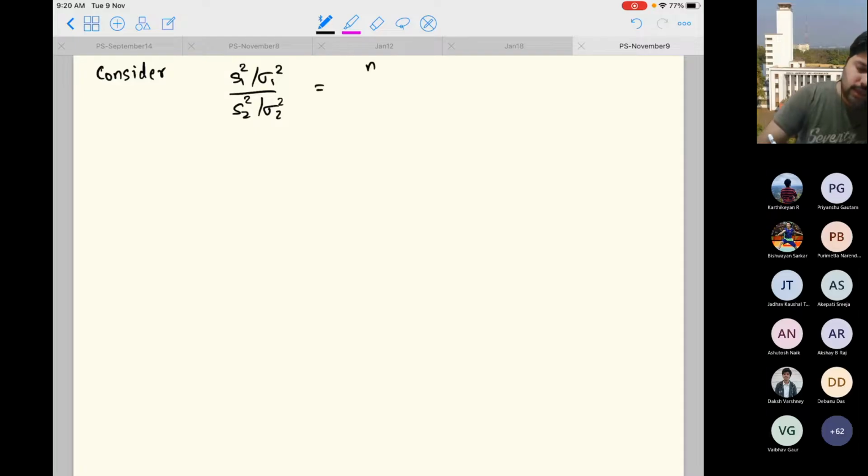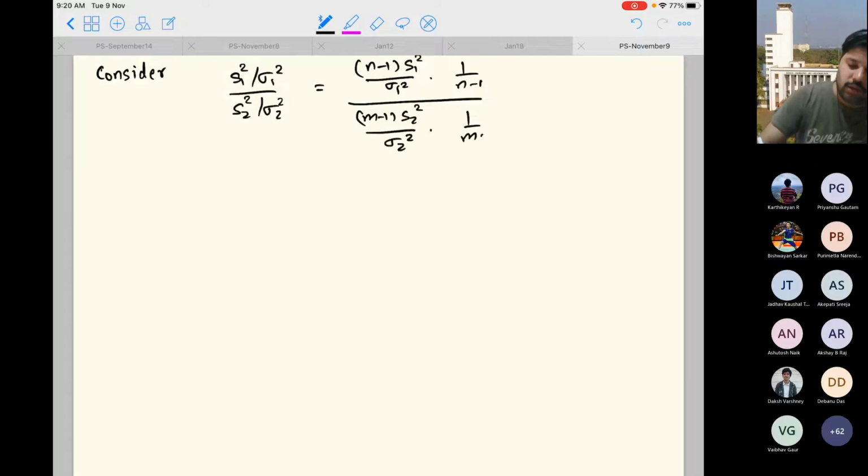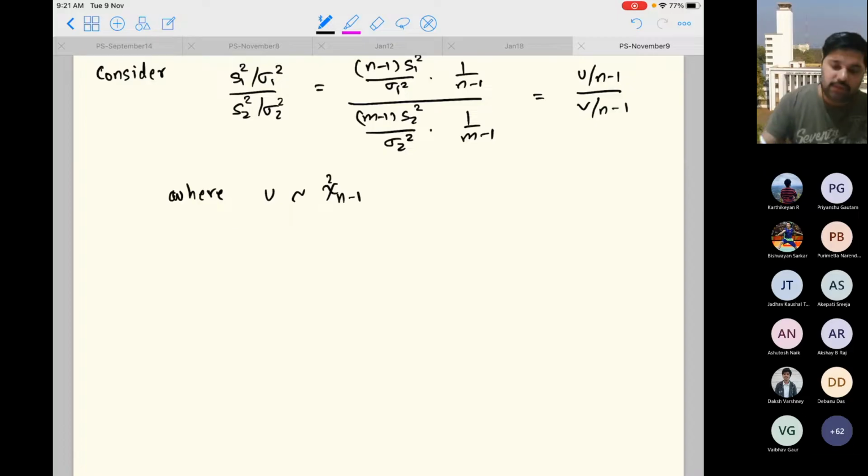So this is actually (n-1)s1² over σ1² into 1 upon n-1, divided by (m-1)s2² over σ2² into 1 upon m-1. This is what we have. So this is equal to (u divided by n-1) divided by (v divided by m-1). And what is u and v? Where u follows a chi-square random variable with n-1 degrees of freedom, and v follows a chi-square random variable with m-1 degrees of freedom, right?